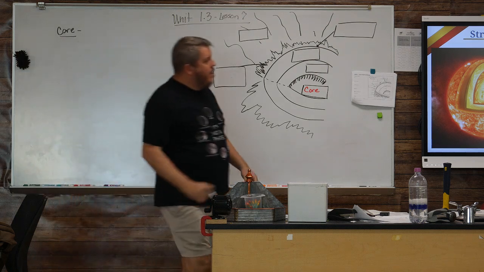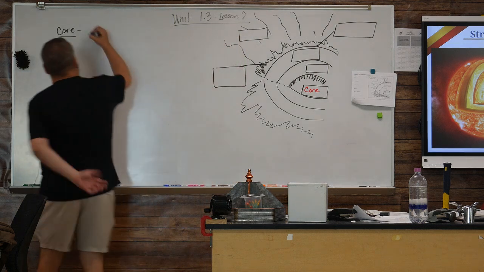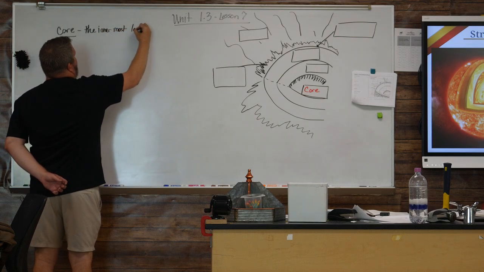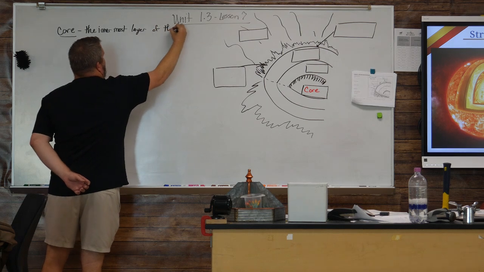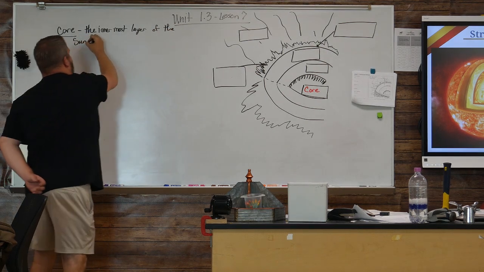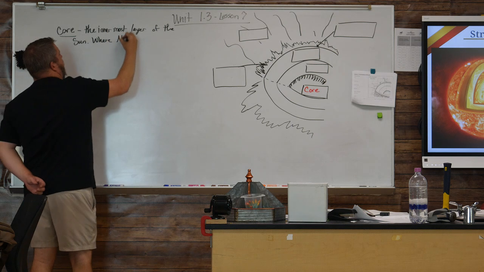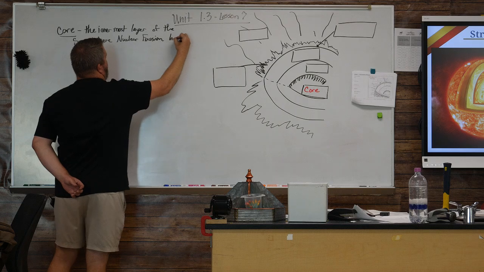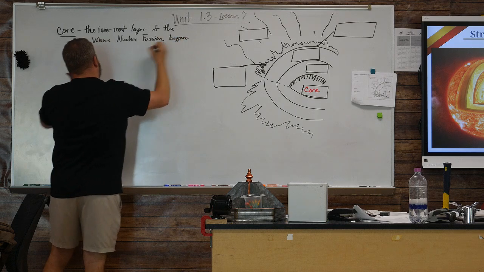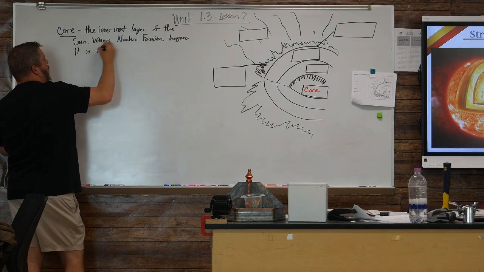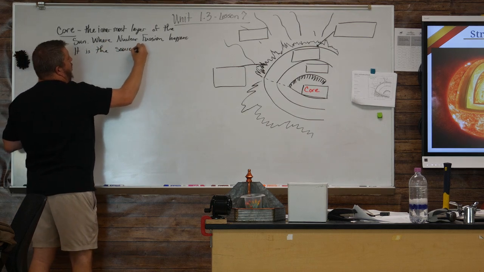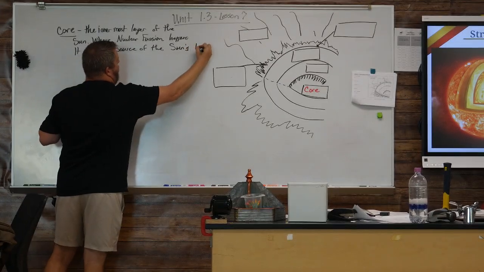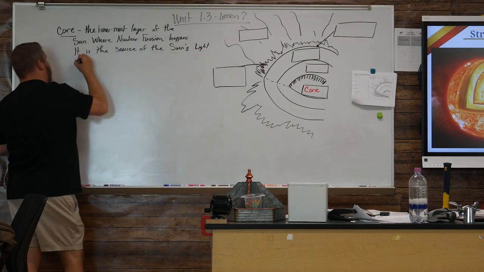So it says the innermost layer of the sun where nuclear fusion happens, and it is the source of the sun's light and heat energy.